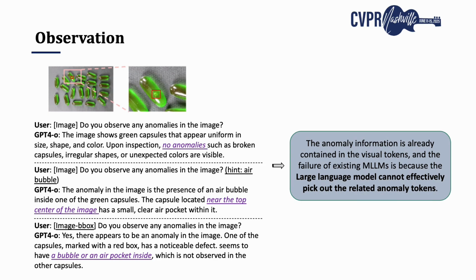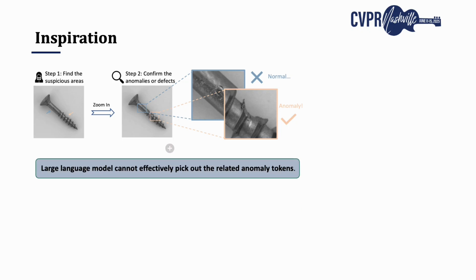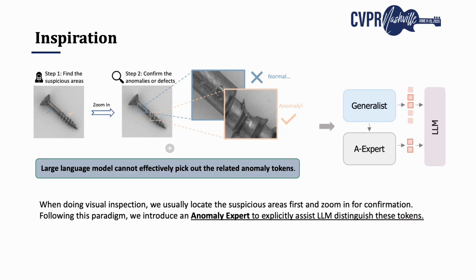Therefore, we conclude that the anomaly information is already contained in the visual tokens, and the failure of existing MLLMs is because the large language model cannot effectively pick out the related anomaly tokens. When doing a visual inspection on an object, we usually locate all the suspicious areas at first and then zoom in for further confirmation. Following this human-inspired paradigm and considering previous observations, we introduce an anomaly expert to explicitly assist the LLM in distinguishing these tokens.